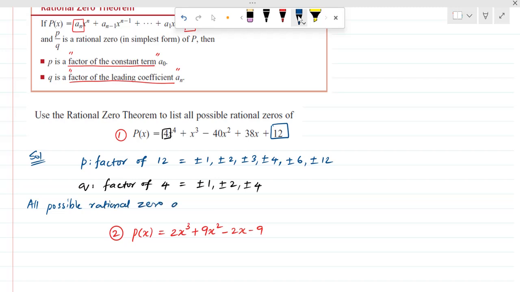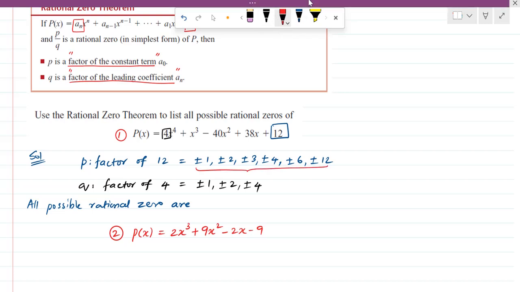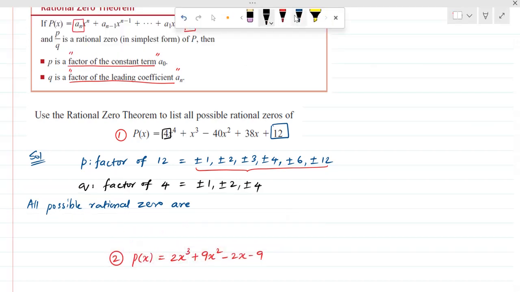Rational zeros are: first write all the p values. What are the p values here? Plus or minus 1, 2, 3, 4, 6 and 12. Then next I will divide p over q. If I divide 1 over 1, it is there. 1 over 2 is not there, so I have to add the new term. Now 1 over 4 is not there, so add 1 over 4.